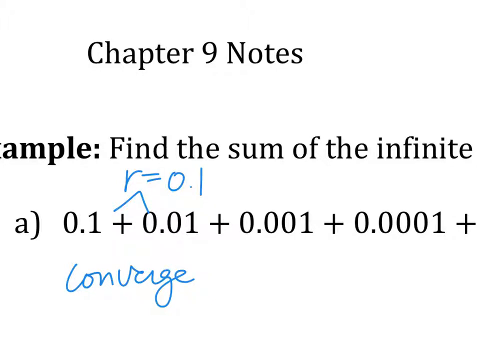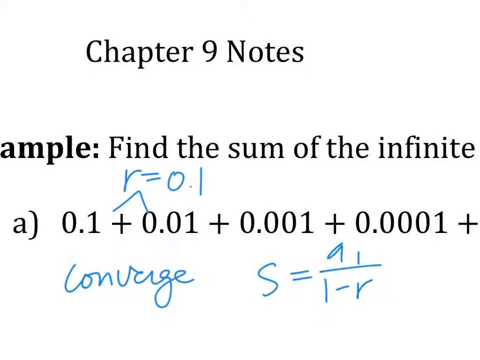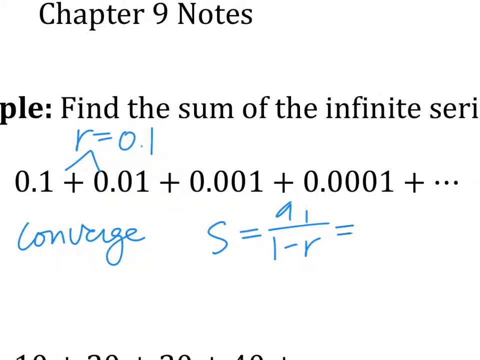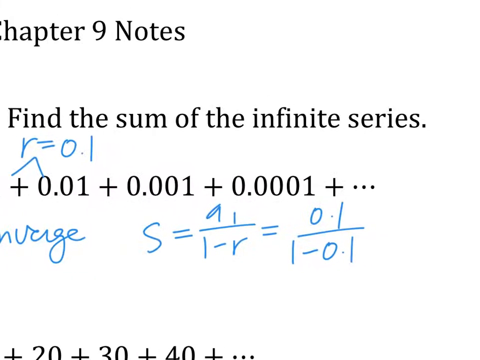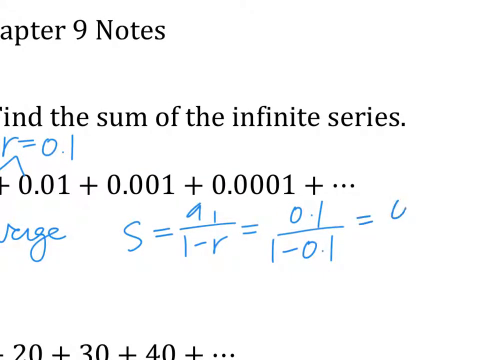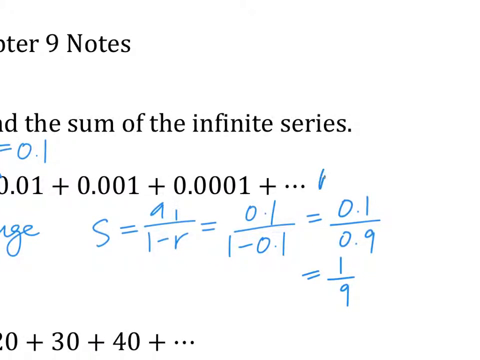So definitely converges. It's the sum of an infinite number of terms, so we're going to use this formula. This is going to be a1 over 1 minus r. So that is 0.1 over 0.9, which is 1/9. So if you add up all the numbers, you will get 0.111111111 forever, right? Which is the same as 1/9.